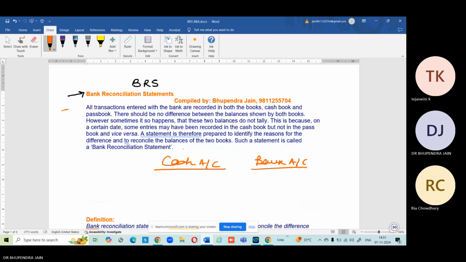But however, sometimes it so happens that these two balances do not tally. And this is because on a certain date, some entries may have been recorded in the cash book but not in the passbook, or vice versa.